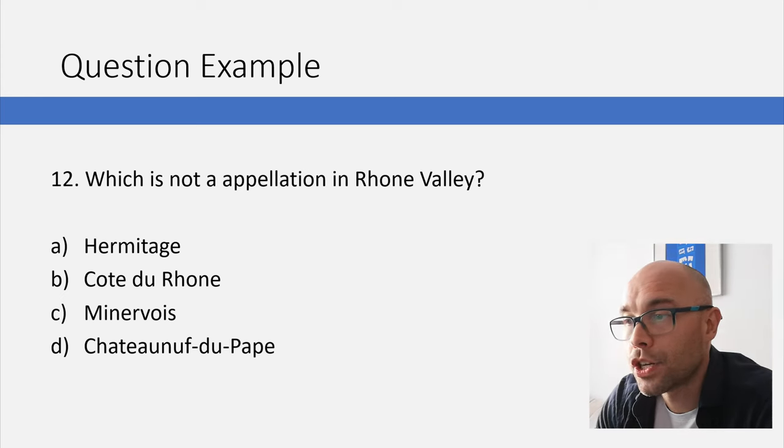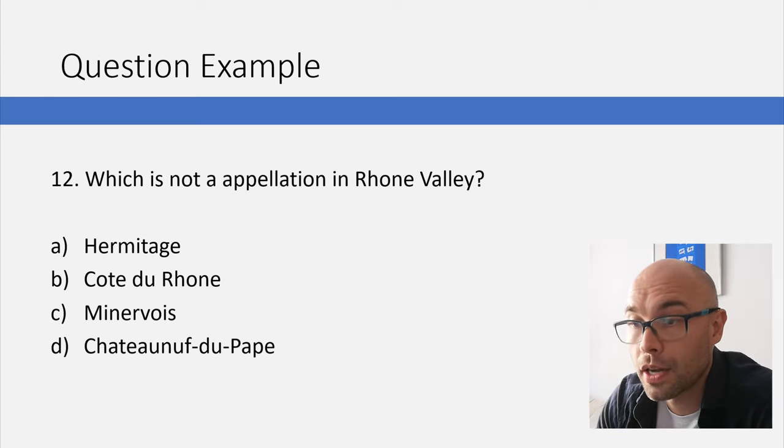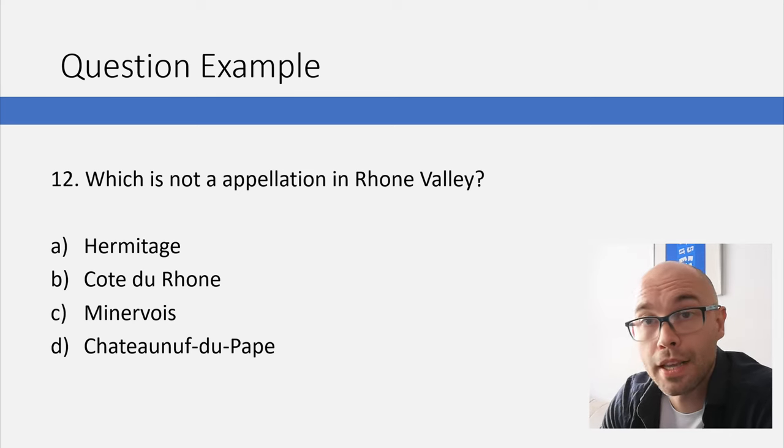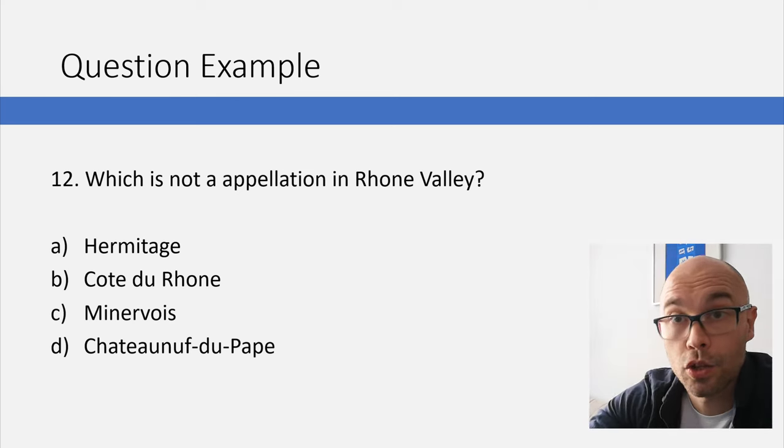Which is not an appellation in Rhone Valley? Hermitage, Côte du Rhône, Minervois, Châteauneuf-du-Pape. The correct answer is C, Minervois. It's located in Languedoc-Roussillon.